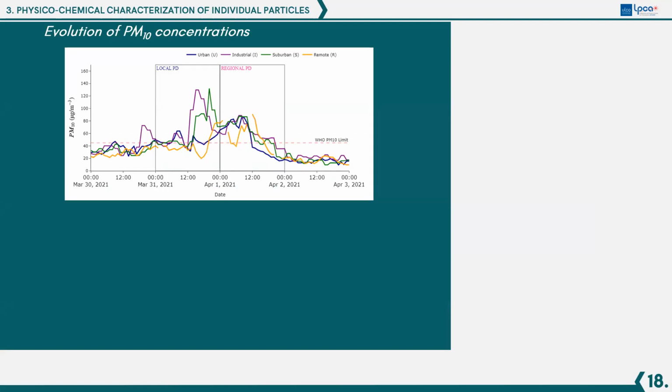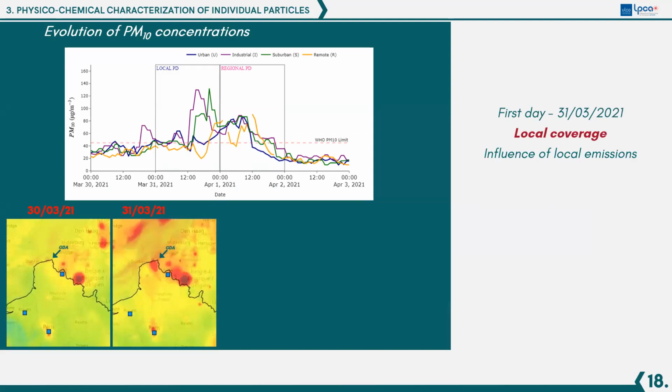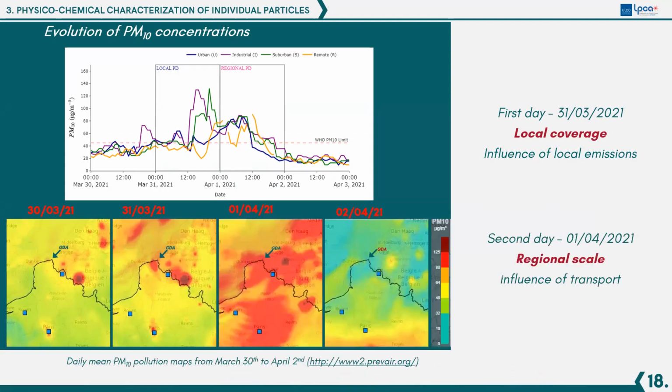We had the first day where we had an event, a plume that was mainly localized, as you can see in the figure, at the level of the Great Dunkerque area, whereas the second day you have a larger plume that covers the region. So it allows us to say that the first pollution was local, influenced by local emission. And the second day, we had a regional scale pollution influenced by transport.